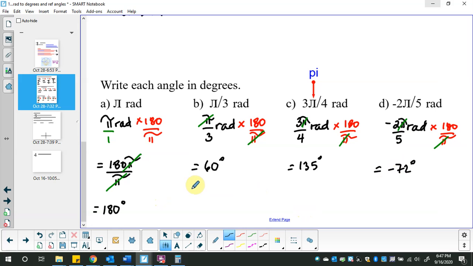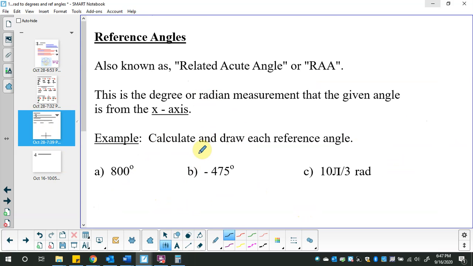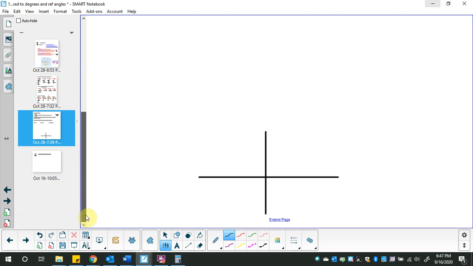So I'm going to take a little break and I am going to come back with some new definitions and 3 questions. I just need to make 3 grids because all I've got is 1.